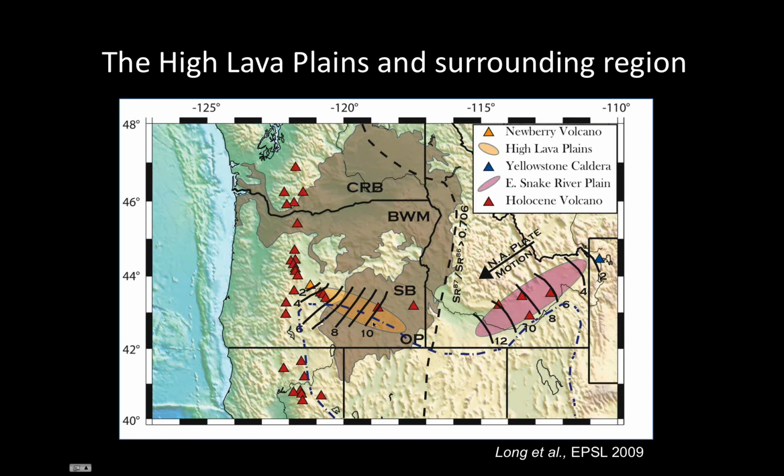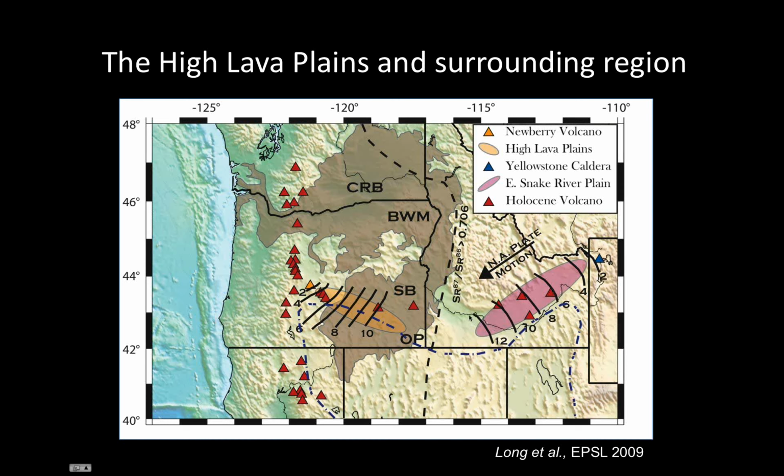Just to focus in a bit more on the HLP and its characteristics, this map shows a bunch of things. Here in brown, this is the extent of the Columbia River and Steens basalt flows. This is the strontium 706 line, which basically marks the boundary of tectonic North America here to the east. The thick black contours are age contours for the rhyolitic volcanic activity here in the eastern Snake River Plain and here in the high lava plains.